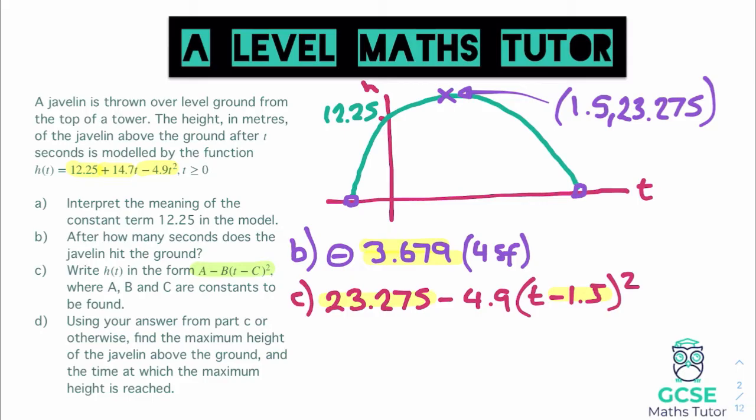So we've got all of our numbers. Let's see how we apply that. So it says using your answer from part C or otherwise find the maximum height of the javelin. Well, the height is our y coordinate. So the height there, I'm just going to write this as height. And this is question D. So the height is our y coordinate, which is 23.275, and the question is in meters. So I would say 23.275 meters.